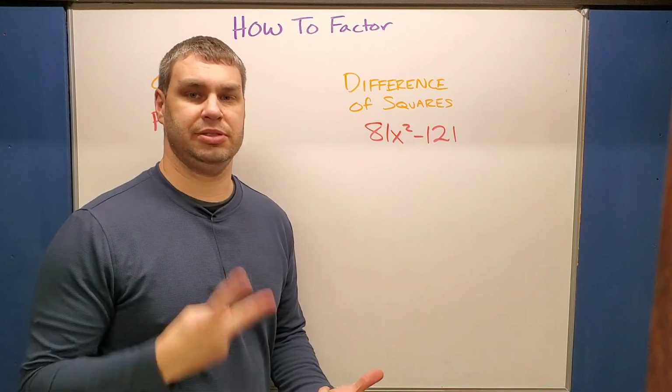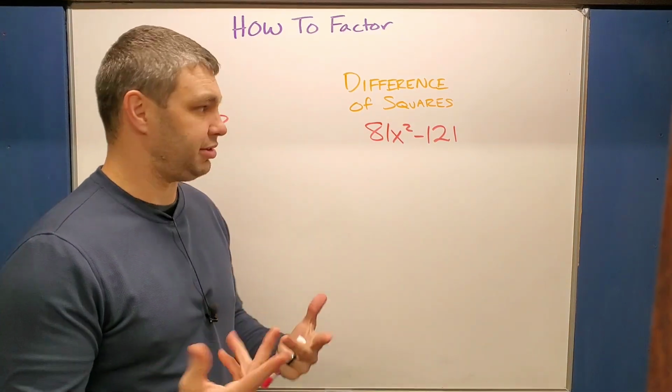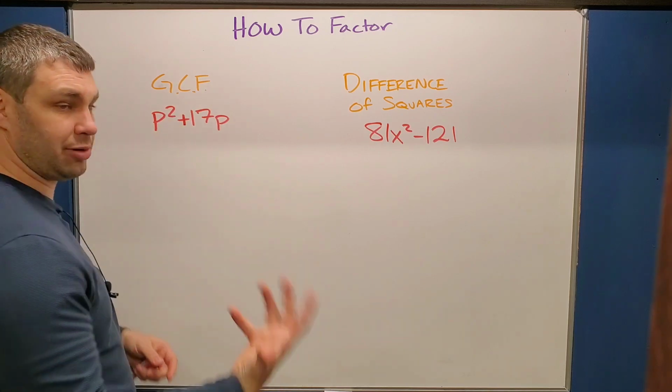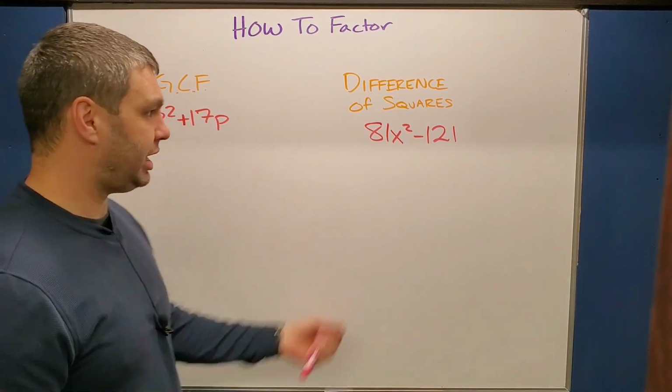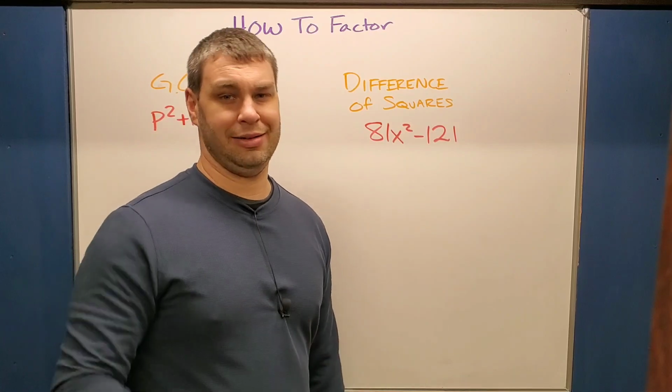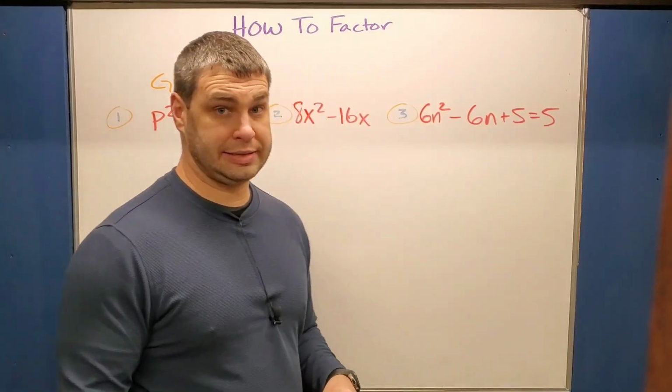Now, this kind of gets grouped into two different sections, usually, all right? There's a couple other examples, but for the most part, you're either going to be able to take out a GCF, or a greatest common factor, or the other type is it's going to be probably a difference of squares. So we're going to look at both examples today. Let's get started.